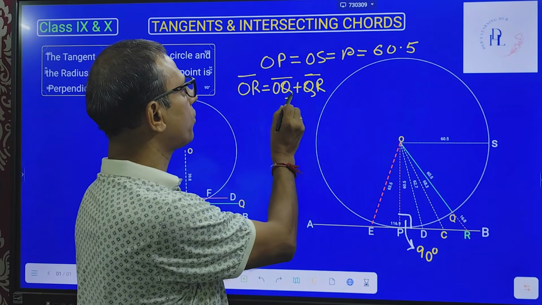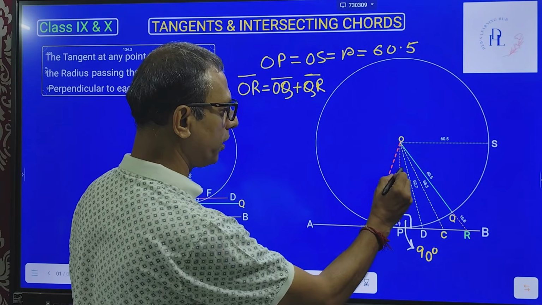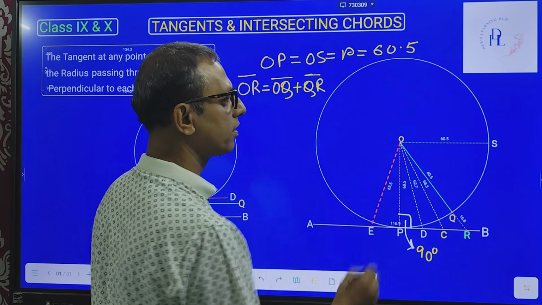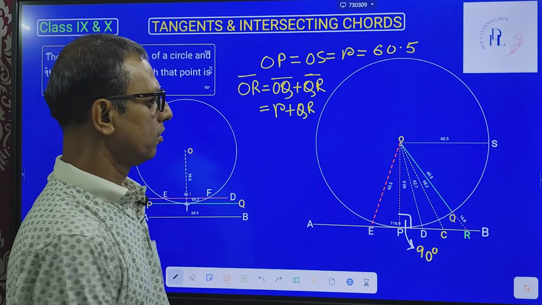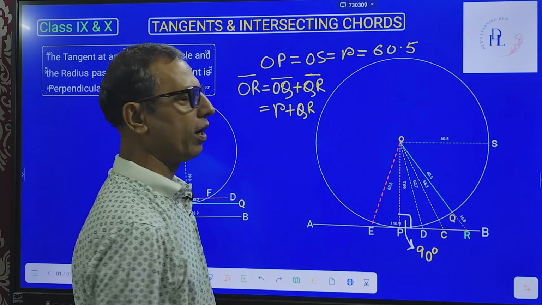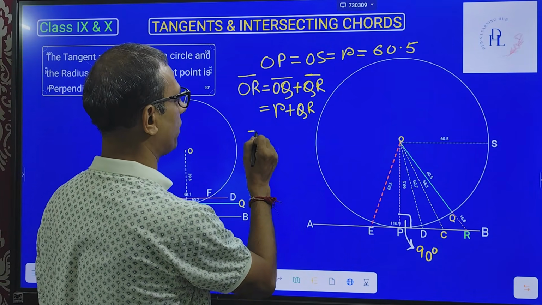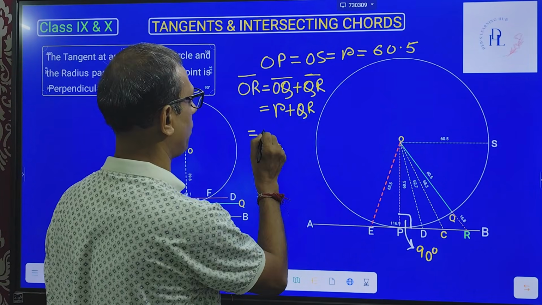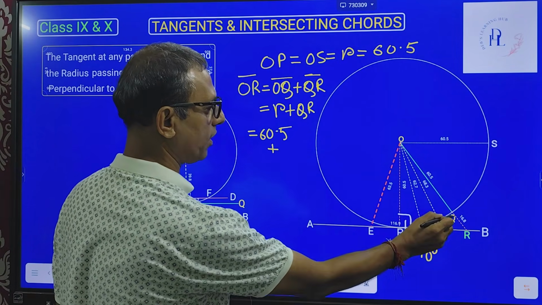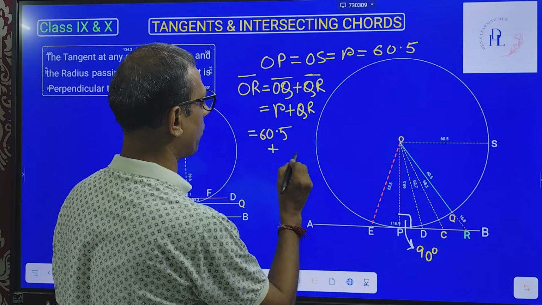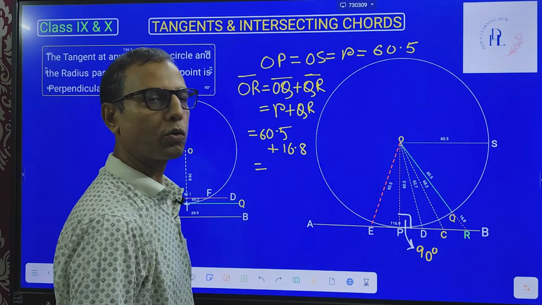So when OR equals OQ plus QR, what is OQ? OQ is nothing but the radius. So radius plus QR. Now OQ we can see is 60.5 in this diagram. It is 60.5, and QR we can see is 16.8. So what is the total length?